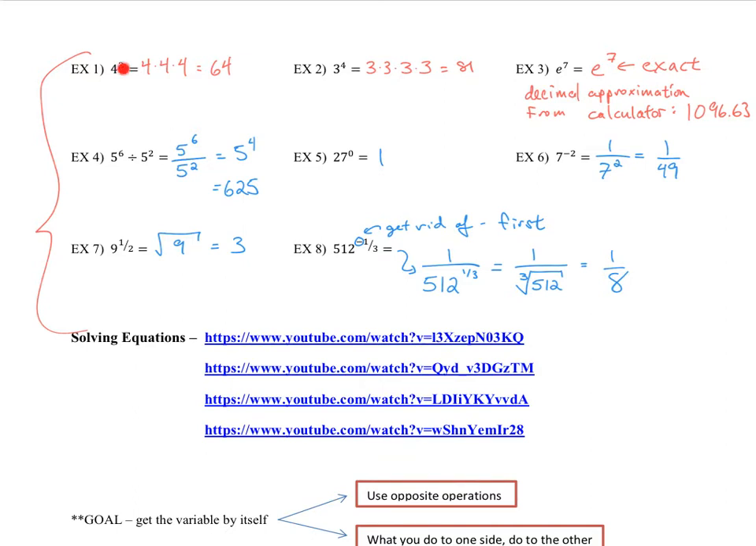We have here 4 to the 3rd power. The 3 means we will have 3 factors of 4. So 4 times 4 times 4 is 64.